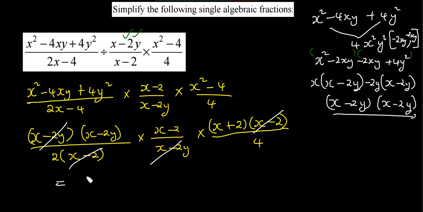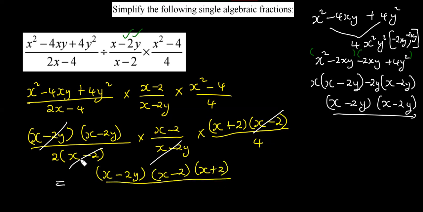Then our final answer now should be equal to x minus 2y, x minus 2, x plus 2 over 2 times 4 is 8. So this becomes your final answer like that, okay? This becomes your final answer. Let's move on to the next question.